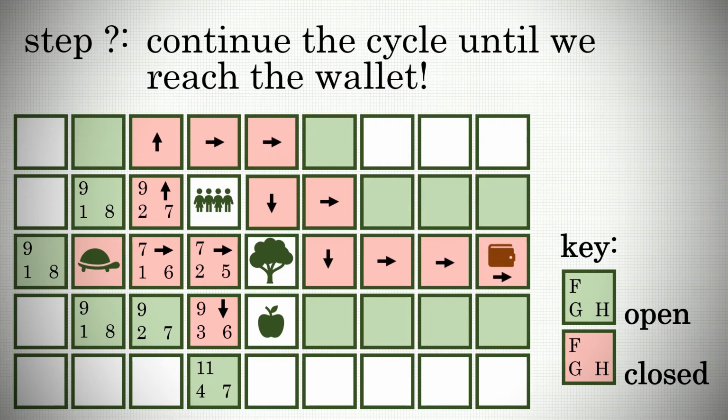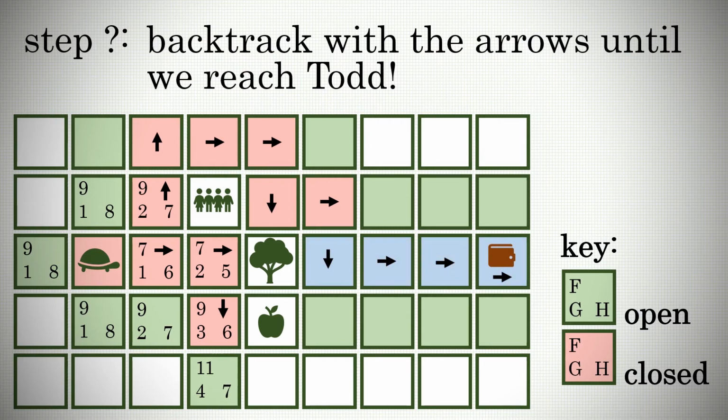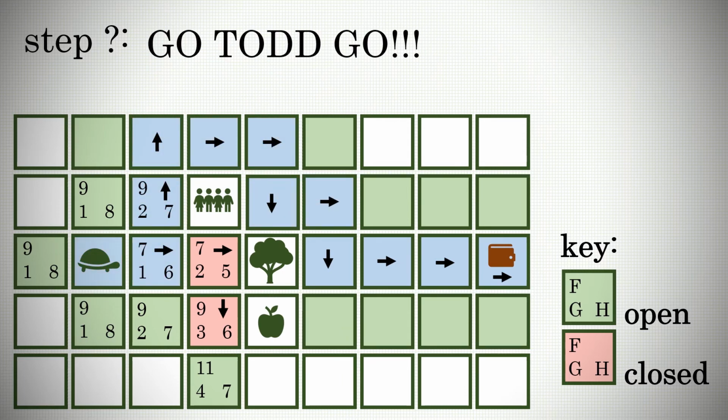Great, we made it to the wallet. We know this because the square with the wallet is now in the closed list. Now, all we have to do is use the arrows to backtrack until we get to Todd. There. Now Todd just has to follow the blue square path all the way to the victim's wallet. Todd? Anyway, thanks for watching.